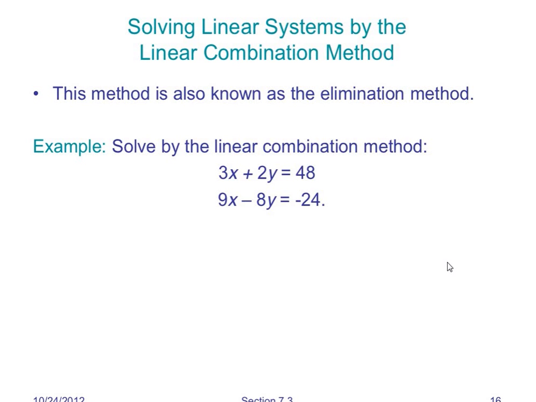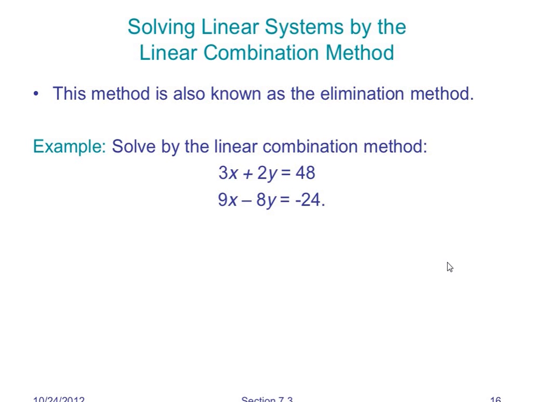This is section 7.3, Solving Systems of Equations, part 2. We left off here on the last video. We're going to talk about solving systems by the elimination method. It's also called the linear combination method. In your textbook, it's also called the addition method. It has many different names, but it's all the same method.